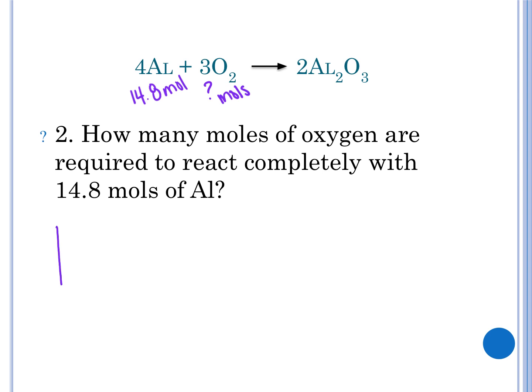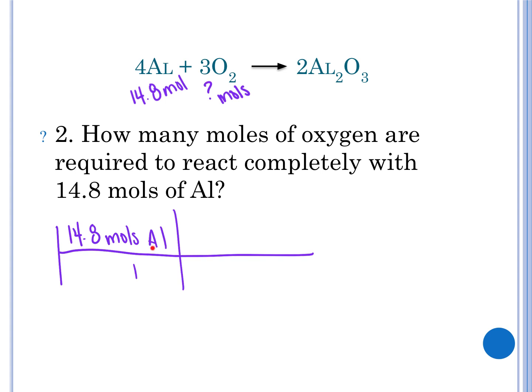Okay, what number did you start with? Okay, so you should start with the 14.8 moles of aluminum. Okay, and then take a look up here. So you're starting with aluminum. We want to know how much oxygen you have to react with it. So how do you get from aluminum to oxygen? What do you have to use? Say it out loud. Okay, you have to use that mole to mole ratio. The ratio is 4 to 3.